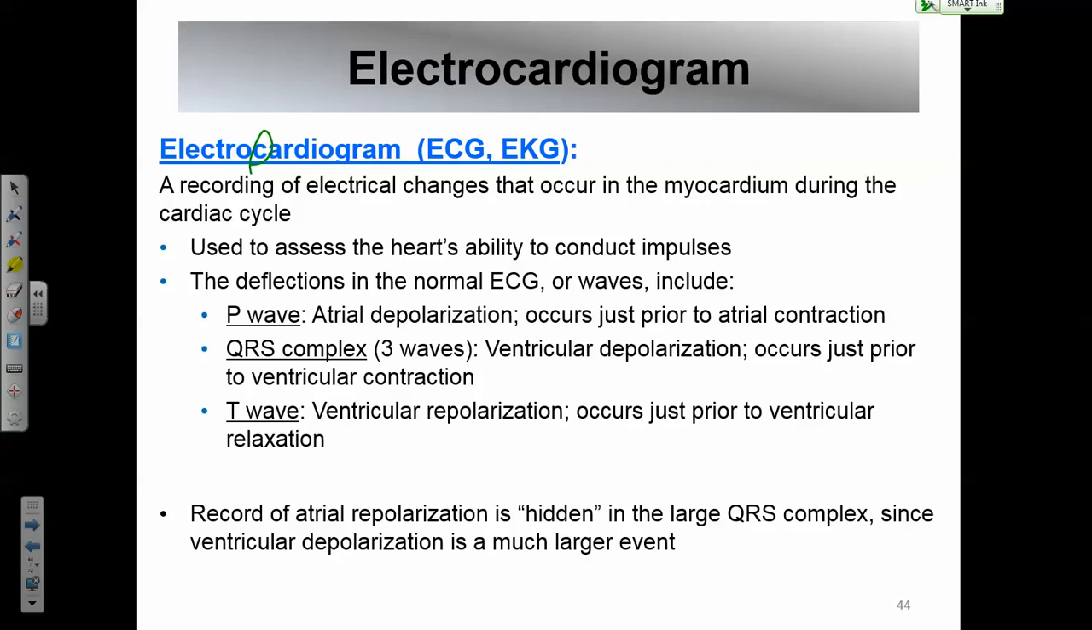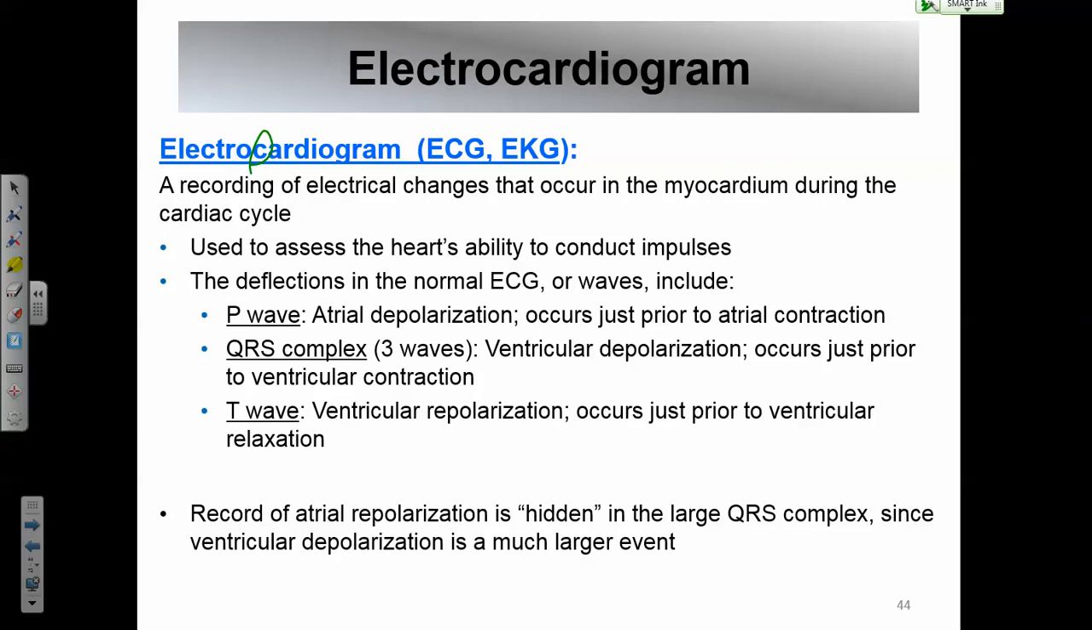But the real reason it's sometimes EKG is the true British English version of this word. The cardio has a K in it instead of the C. I think that's the real reason. But anyway, you can say it either way. I always say EKG. But what that is simply a recording of the electrical changes through that cardiac conducting system.